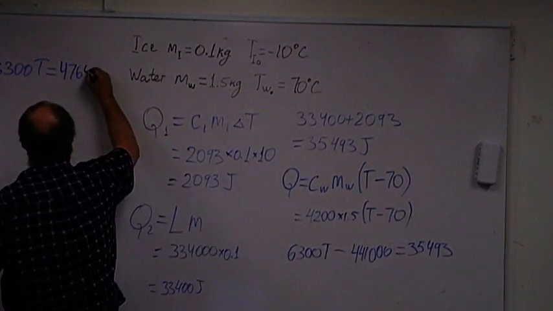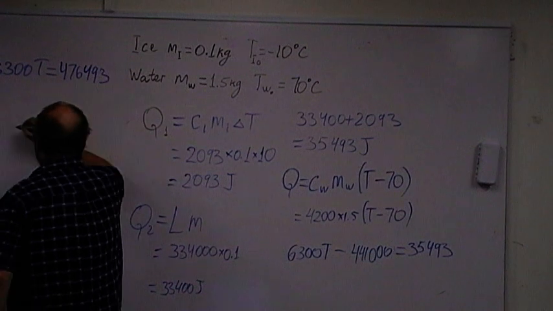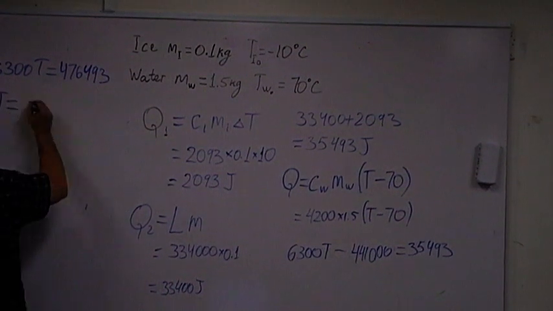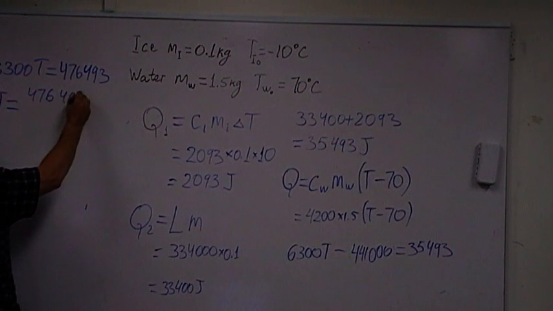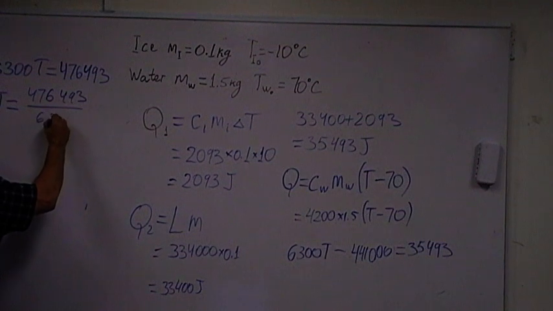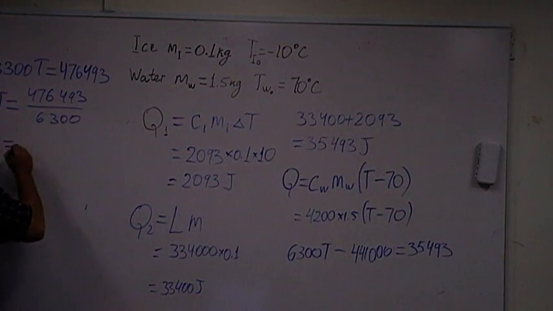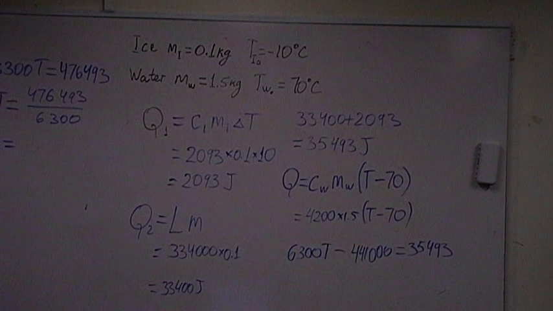493. So now we can find temperature. We divide 476,493 by 6,300. It's 75.63. That's what it says.